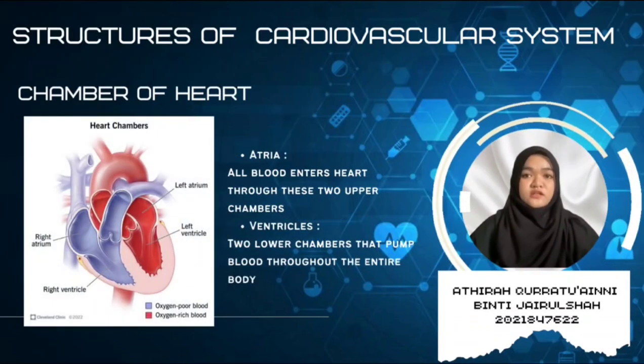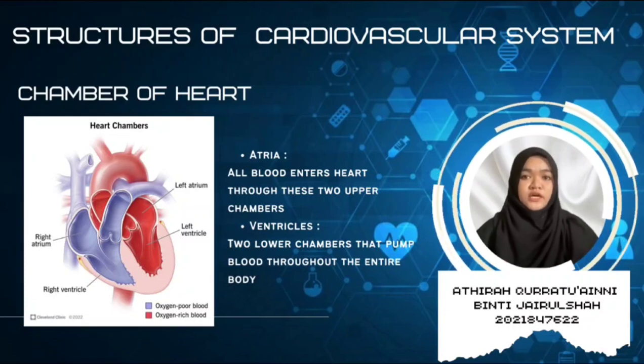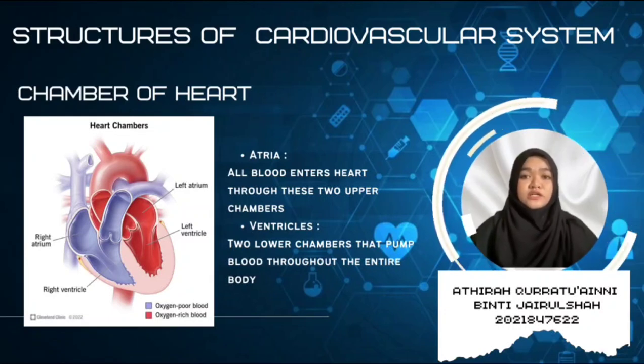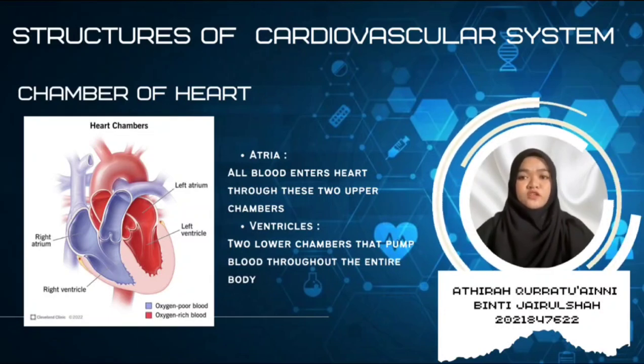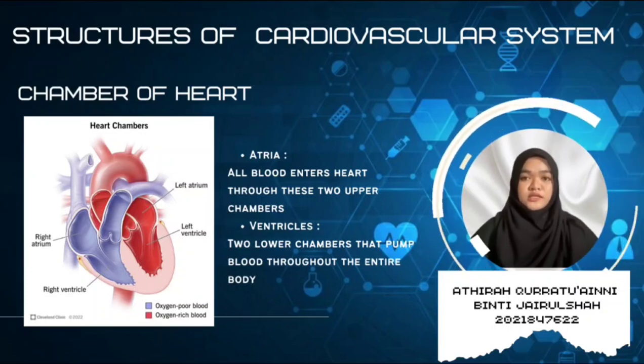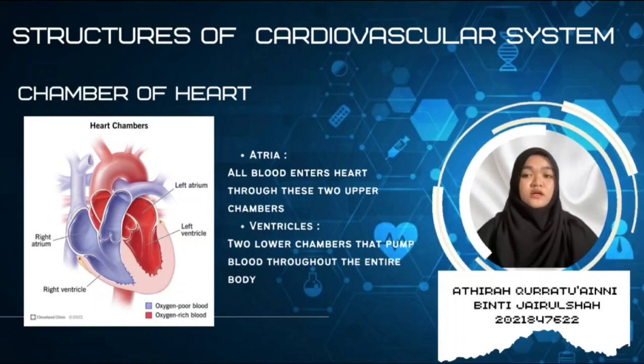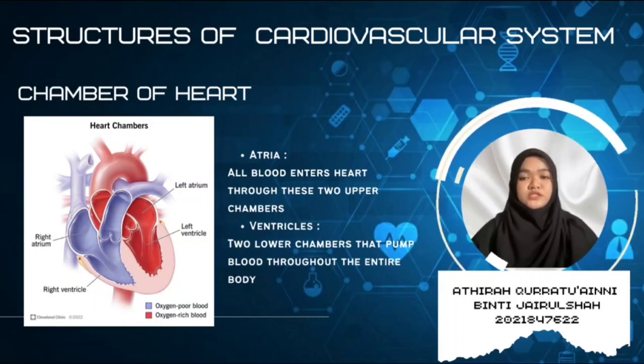The chambers of the heart. The heart is divided into four chambers, and each of them has a specialized function. The atria are the two upper chambers of the heart, and these chambers are divided by the interatrial septum. The atria are the receiving chambers, and all blood enters the heart through these chambers.